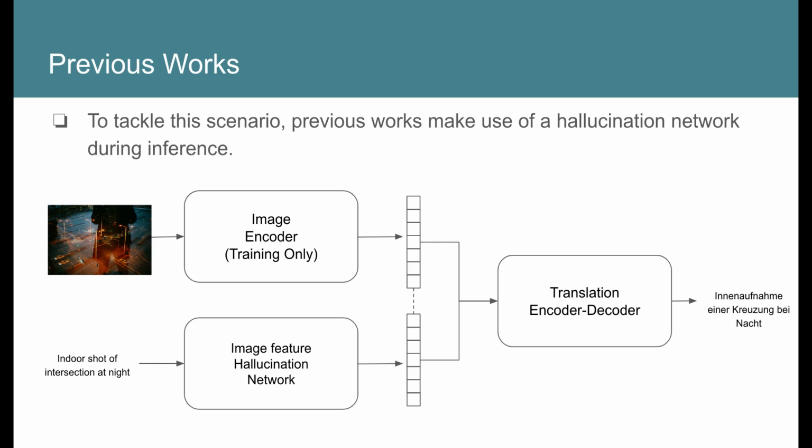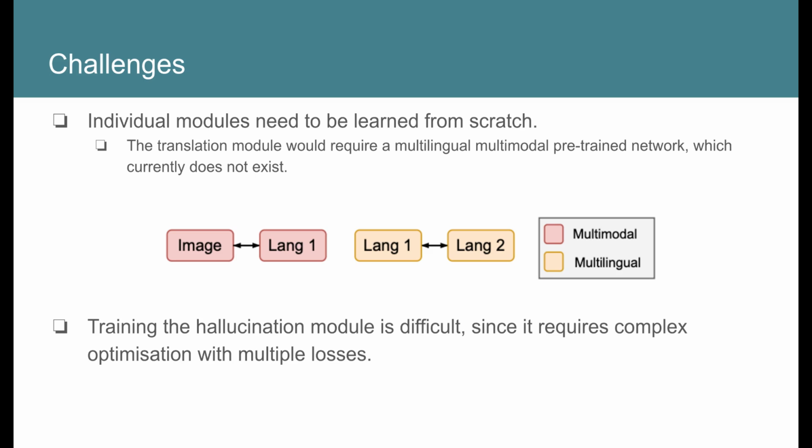However, this setup has certain challenges. Number one, you need to learn each individual module from scratch. To leverage the power of pre-trained models, you need a multilingual multimodal one, which currently does not exist. Existing pre-trained models come in pairs. They're either multilingual or they are multimodal with English. Popular models derived from CLIP also lack decoders, thus making them unsuitable for generative tasks. Secondly, training the hallucination model is quite difficult. It often requires calculating intractable losses and complex optimization.